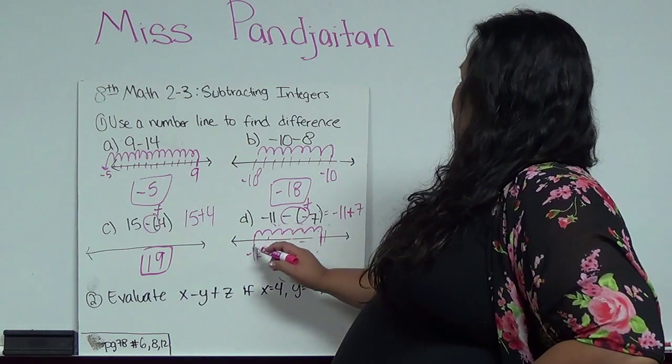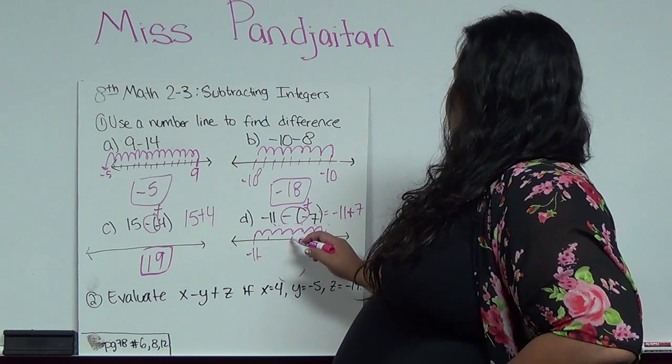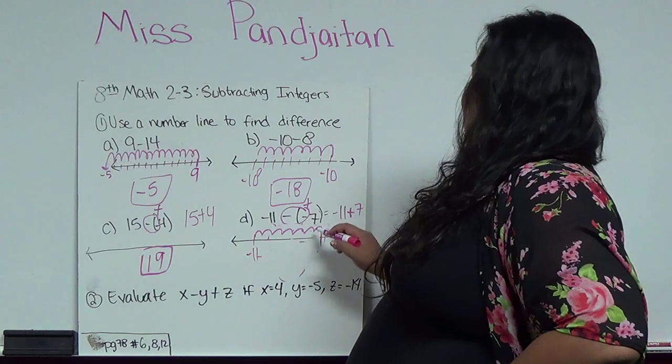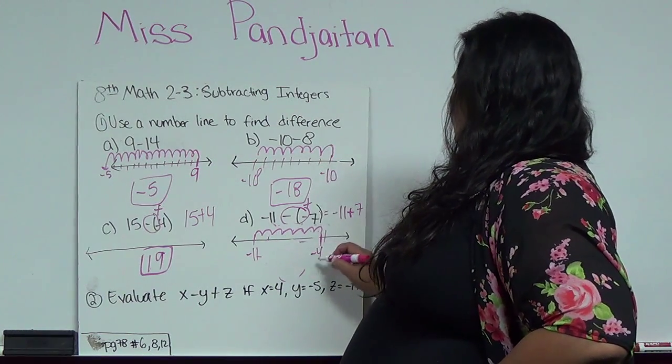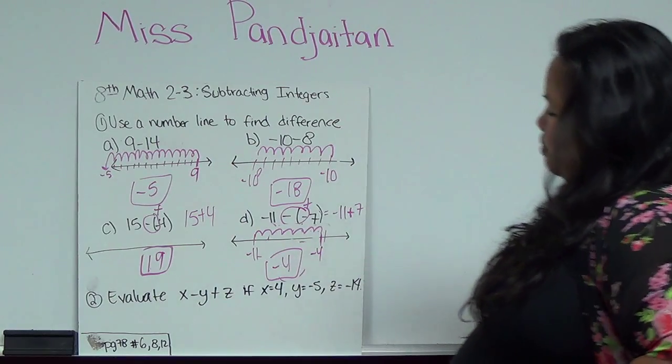So -11, -10, -9, -8, -7, -6, -5, -4. So my answer is -4.